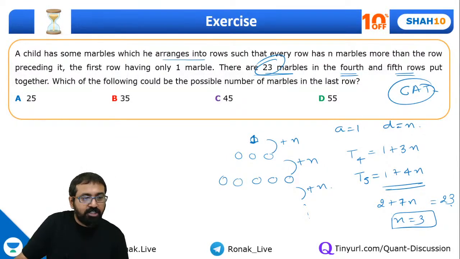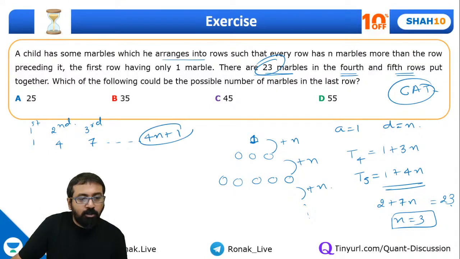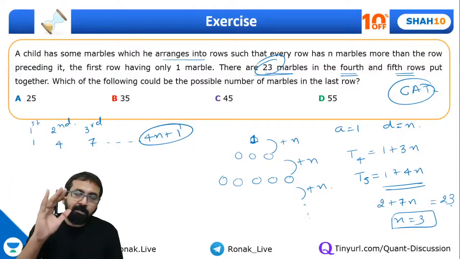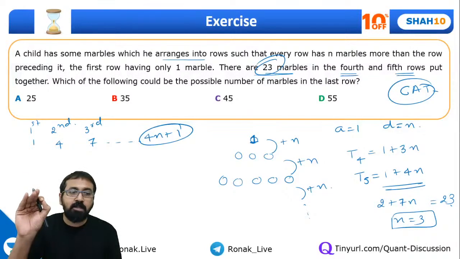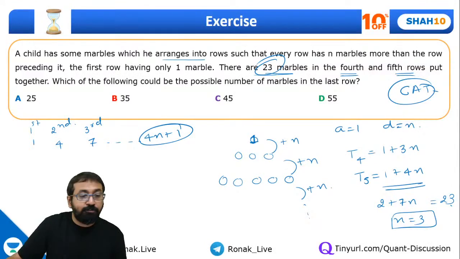Now look at the progression. The first row will have 1 marble. The second row will have 4 marbles. The third row will have 7 marbles, and so on and so forth. So can I say ultimately these numbers are 1 more than a multiple of 4? So in any particular row, you will have a number of marbles which is 1 more than a multiple of 3, not 4. Sorry. This is 1 more than a multiple of 3. Are you getting this point, everyone? This is 1 more than a multiple of 3.